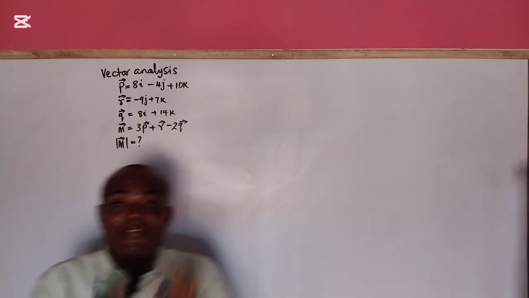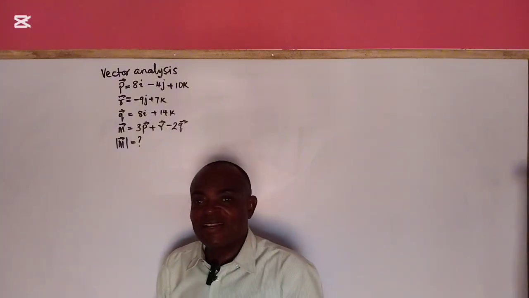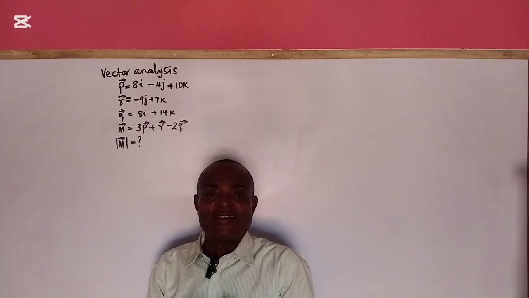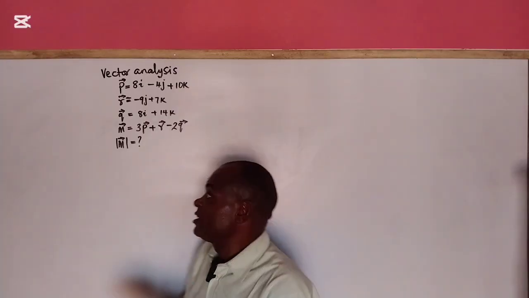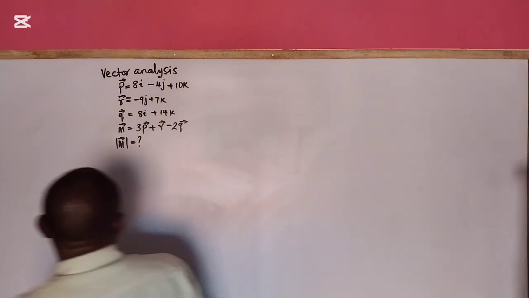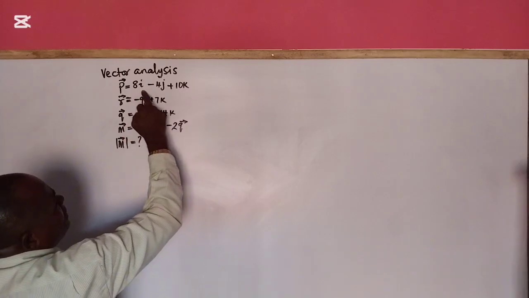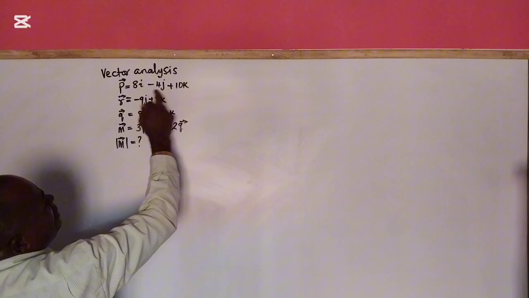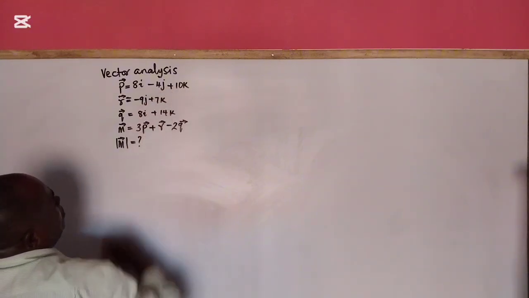This is going to be very interesting, so I encourage you not to go anywhere. Please make sure you watch the video to the end. I bet it's going to be an eye-opener for those of you who have little or no knowledge in vector analysis. All right, so the first thing we're going to do here is to interpret this. This is given in terms of 3 unit vector directions.